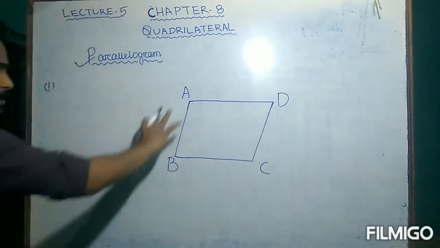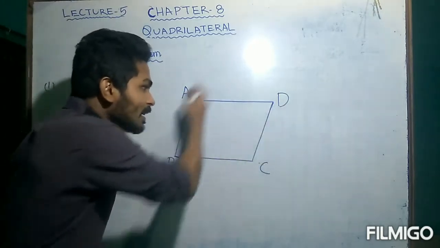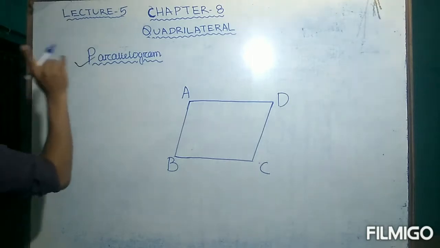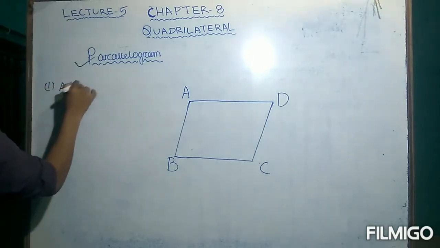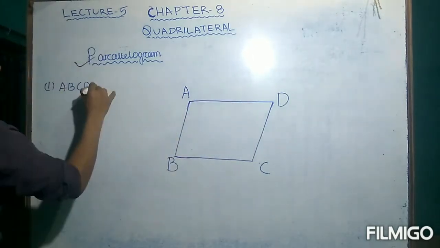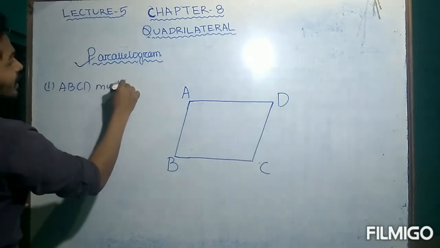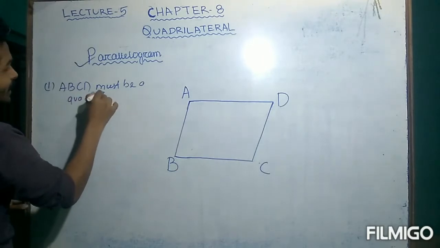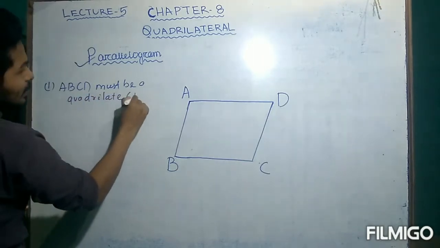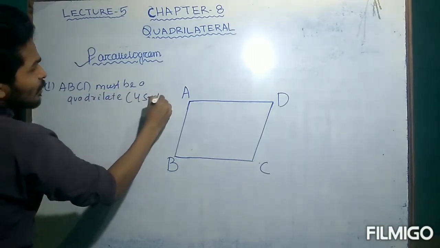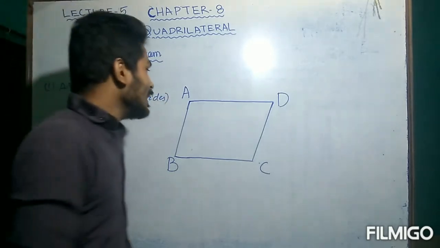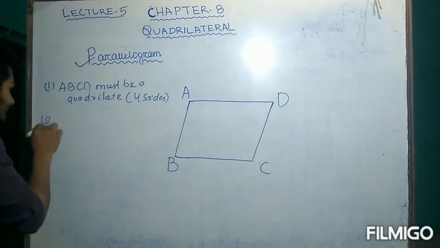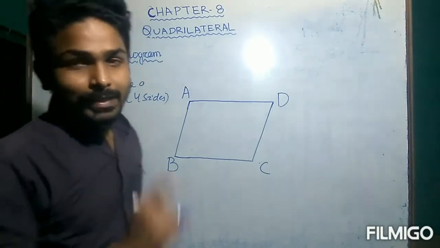So the first and foremost important thing is the figure needs to be a quadrilateral. Okay. So here as you can see, it is a quadrilateral. Yes or no? Yes. So in order to be a parallelogram, the first thing is that the figure ABCD must be a quadrilateral. Okay, that means it must have 4 sides. If it has 3 sides, then it is known as a triangle. How could it be called a quadrilateral?